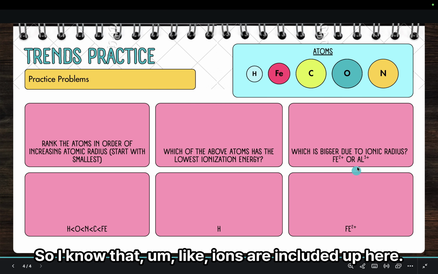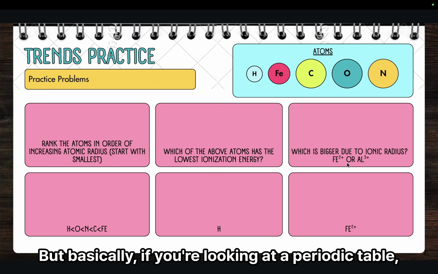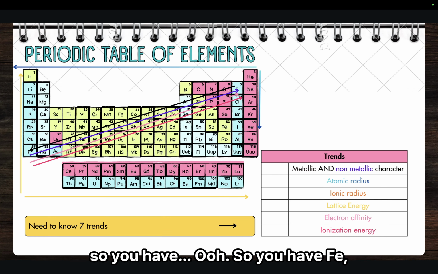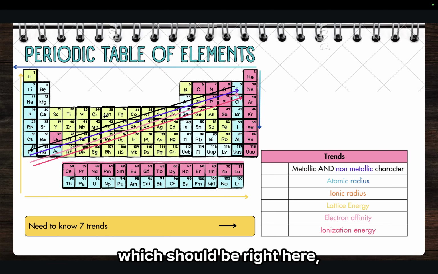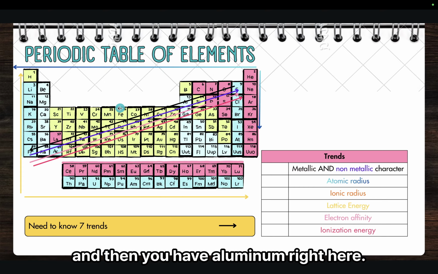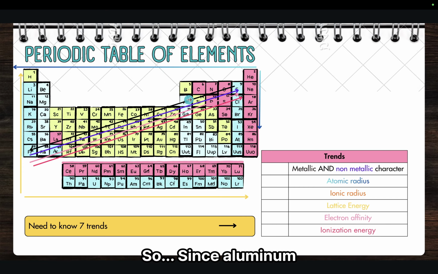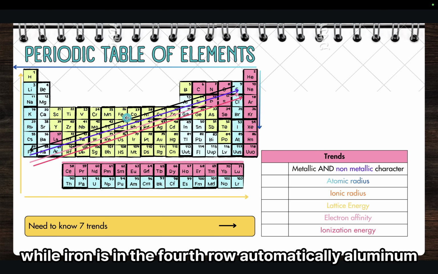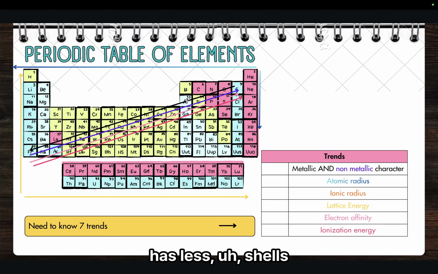So I know that ions are included up here, but basically if you're looking at a periodic table, you have Fe, which should be right here, and then you have aluminum right here. So since aluminum is in the third row, also it says the atomic number, but since it's in the third row while iron is in the fourth row, automatically aluminum has less shells as well as less protons.